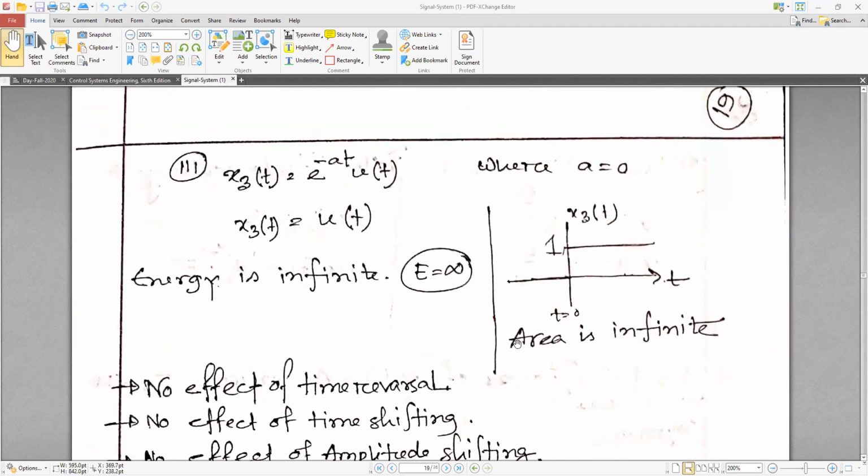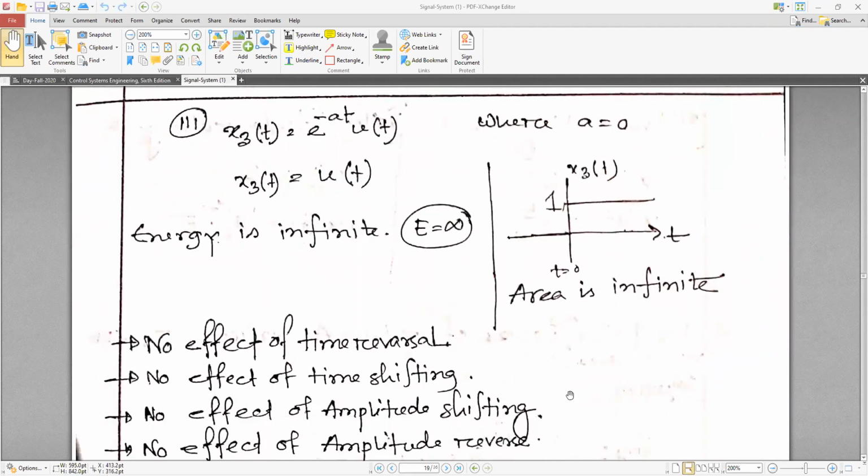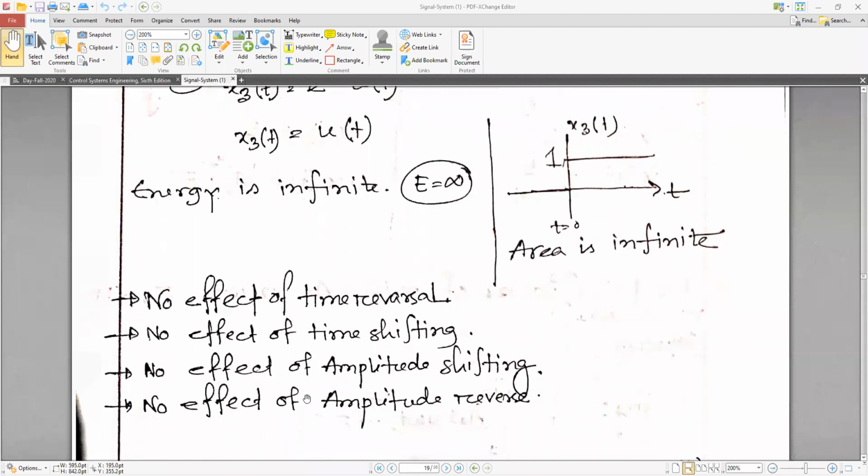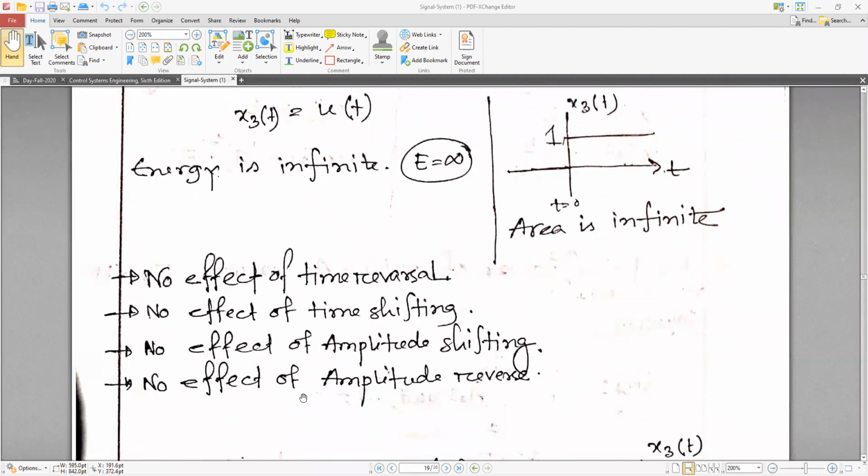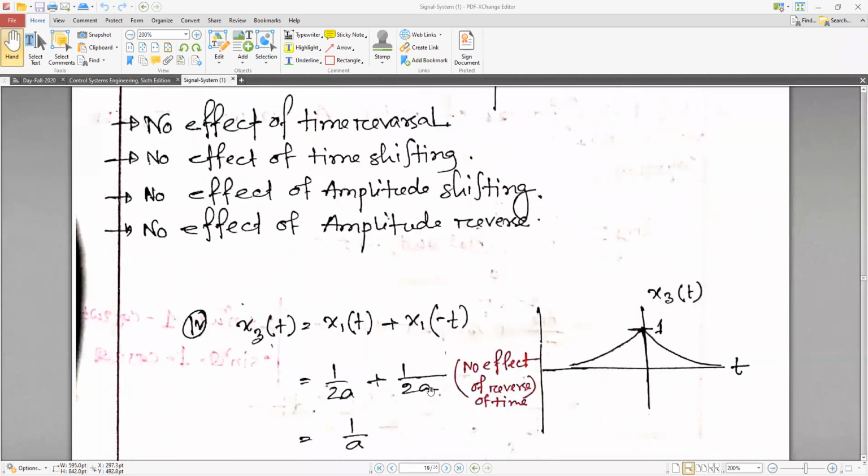Another example. Look at the other one. x3(t) is equal to e to the power minus at u(t), where a is equal to 0, so x3(t) is equal to u(t). Energy is infinite. Why is energy infinite? Because the area is infinite. There is no effect of time reversal, time shifting, or amplitude shifting.